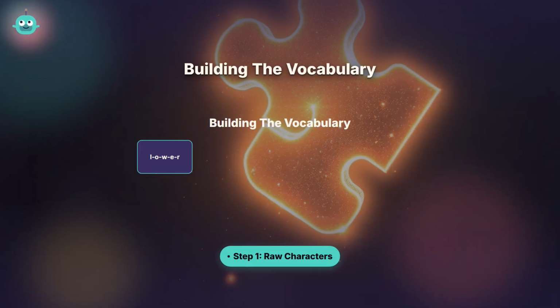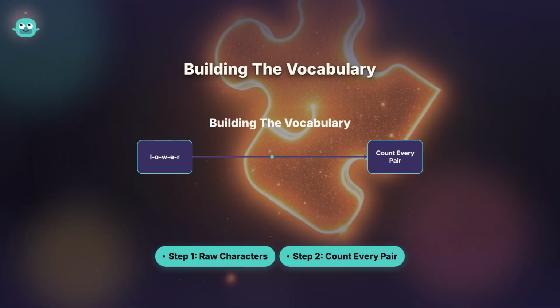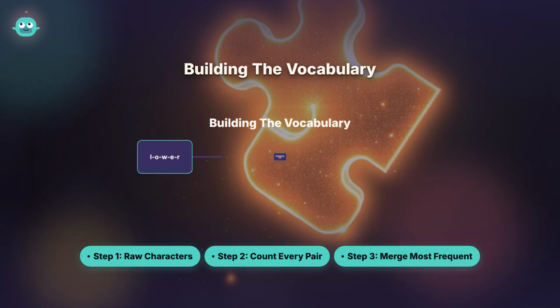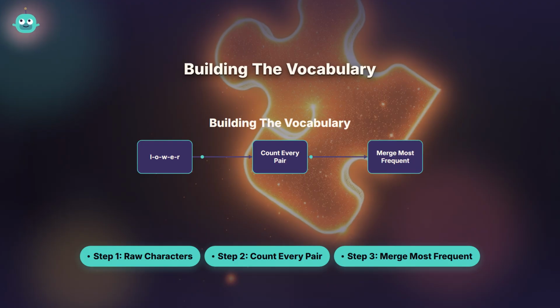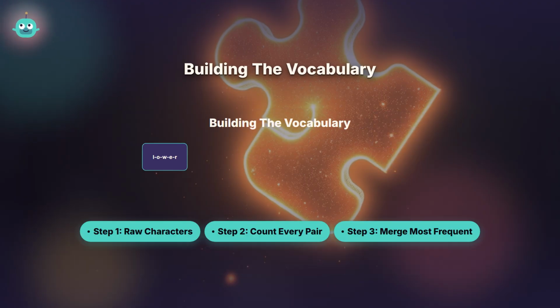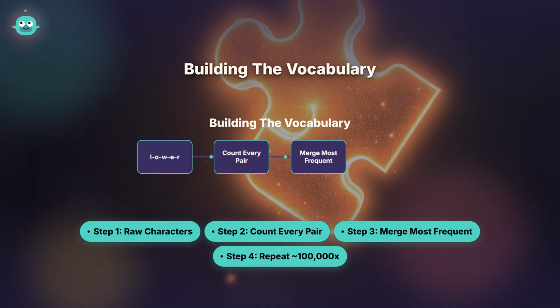Here's the mechanism in real terms. Start with raw text as individual characters. Count which adjacent pair of symbols shows up most often across the training data. Merge just that one pair into a new single token. Repeat this exact process. Count, merge, tens of thousands of times, and watch two totally different words start sharing pieces.